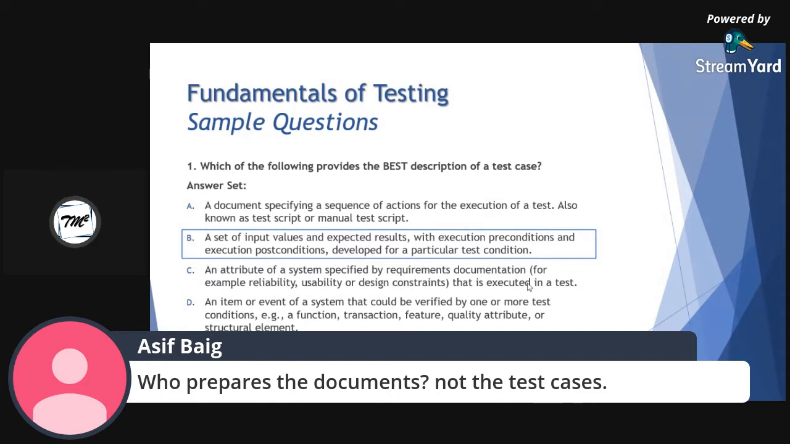So if you get confused with any of the options and you think that two or more options look similar, actually they are not, because they have purposely designed this question in such a way that you think two or more options are correct and get confused. But of course, there will be only one right answer. So here the right answer is B. That is a set of input values and expected result with execution preconditions and execution postconditions developed for a particular test condition, where test condition generally means a scenario.